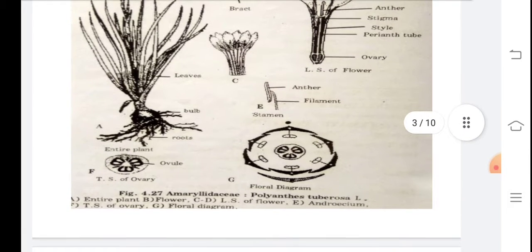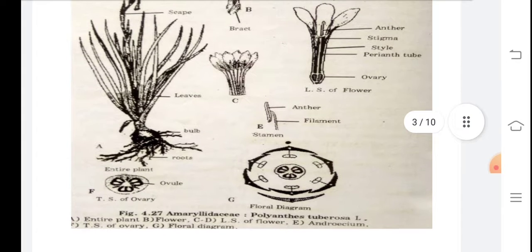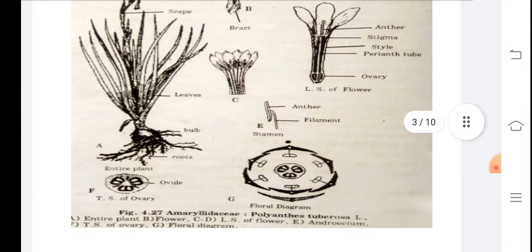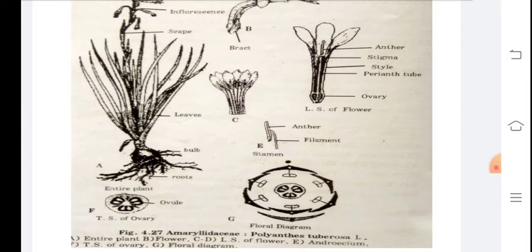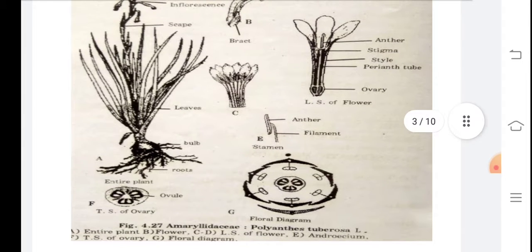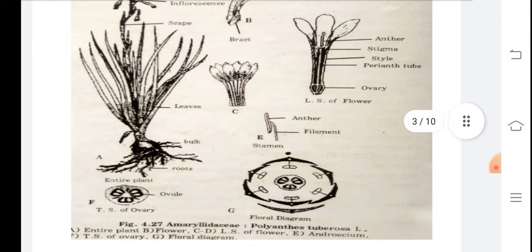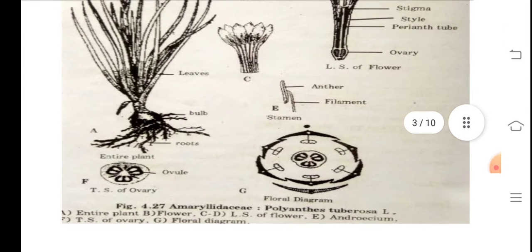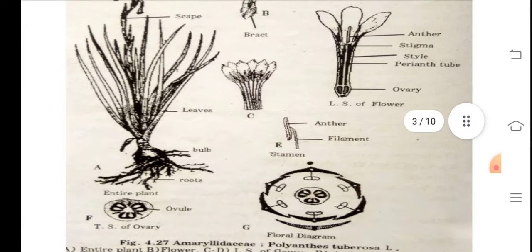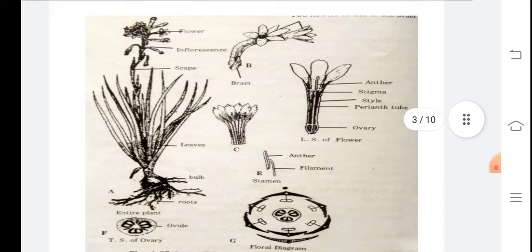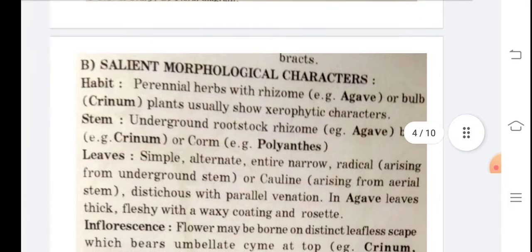Then the TS of ovary shows it is trilocular, therefore it is tricarpellary syncarpous. Stamens are short, attached to the tepals. For the corolla, the part is the petal, and for the perianth, the part is the tepal. So you see there is a perianth tube. In the floral diagram you see 3 plus 3, so it shows imbricate aestivation. 3 are inside, 3 are outside, and one common bract for two flowers. So this is for the family Amaryllidaceae. You can draw these diagrams.